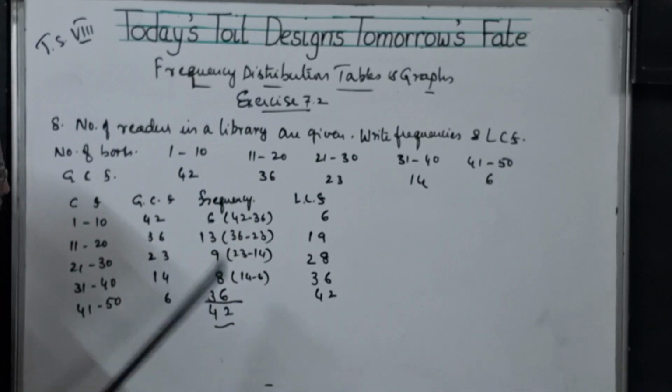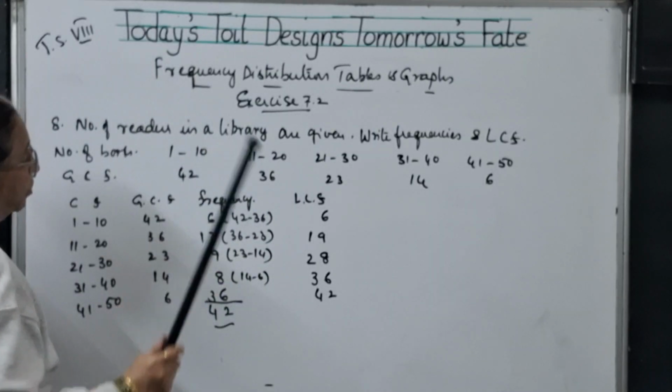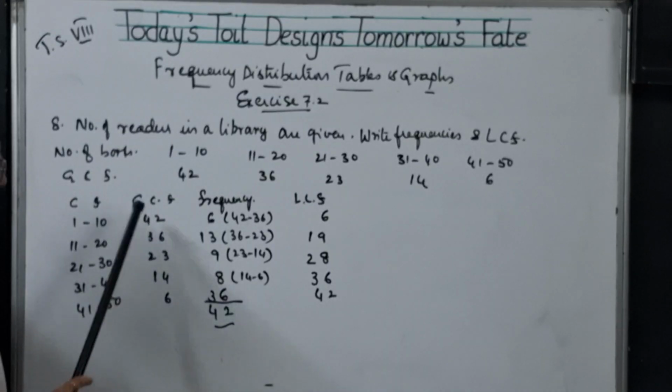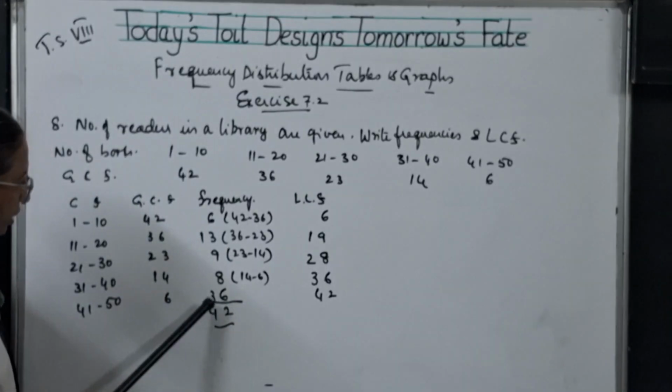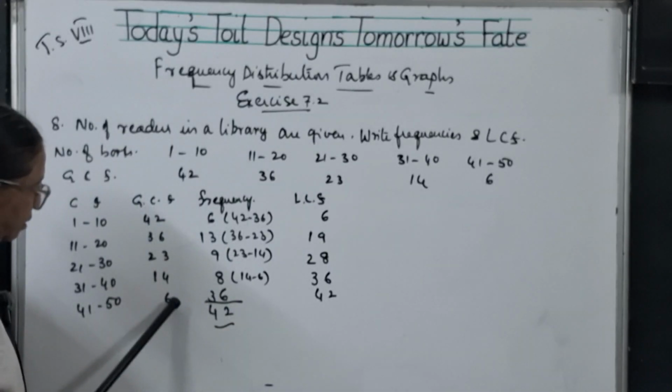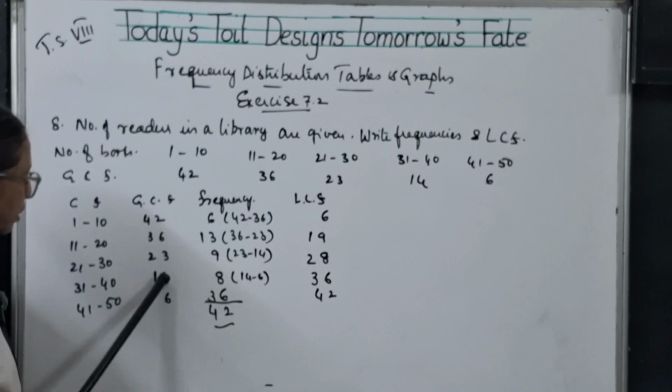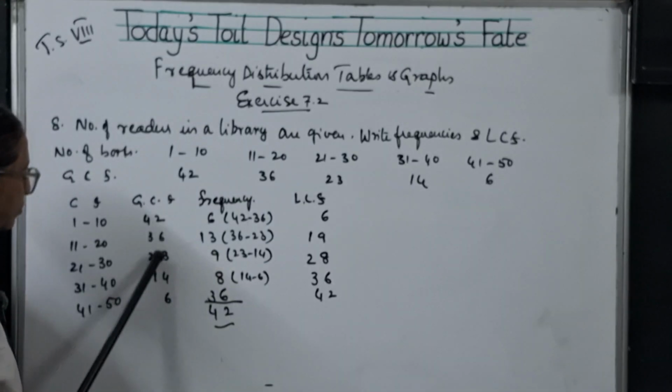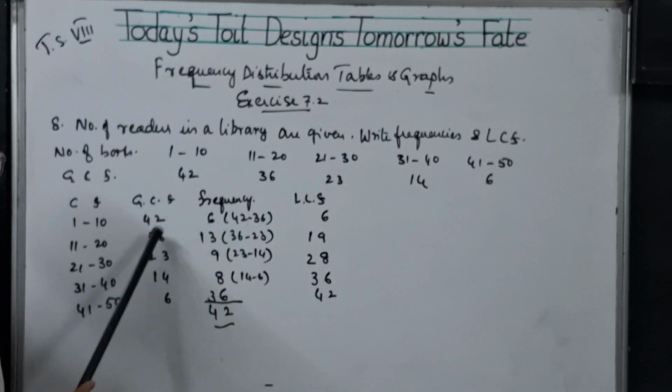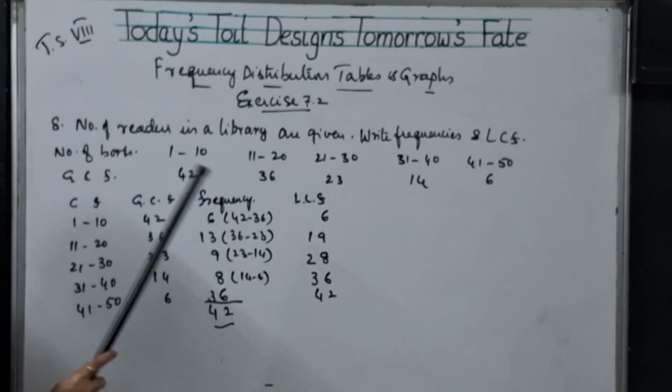This is possible only when you have a thorough knowledge about subtraction, children. See, we can check. First, frequency 6 as it is. 6 plus 8 is 14. 14 plus 9, 23. 23 plus 13, 36. 36 plus 6, 42. So this is how we have written frequency.